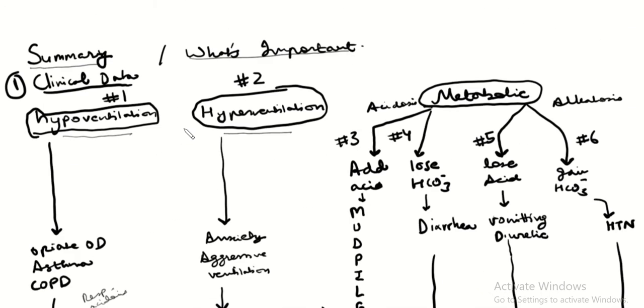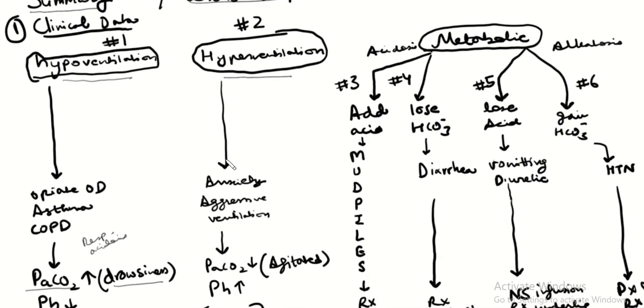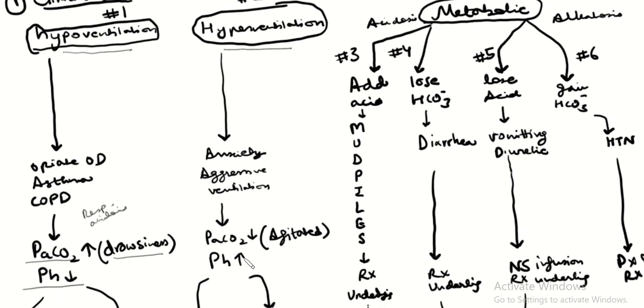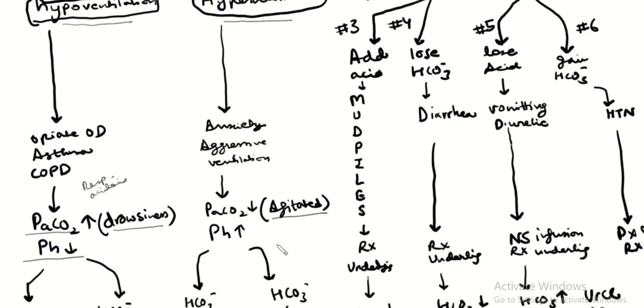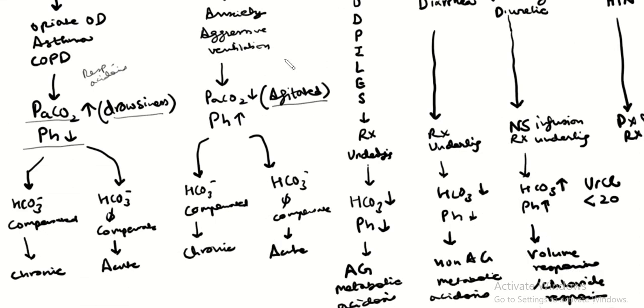Let's see if the question has hyperventilation. Is there anxiety? Is there aggressive ventilation in the question? Is the PaCO2 down? Is the pH on the higher side? Is the patient agitated? If yes, it's respiratory alkalosis. Bicarb: if bicarb hasn't compensated yet, it's acute. If the bicarb has compensated, it's chronic.